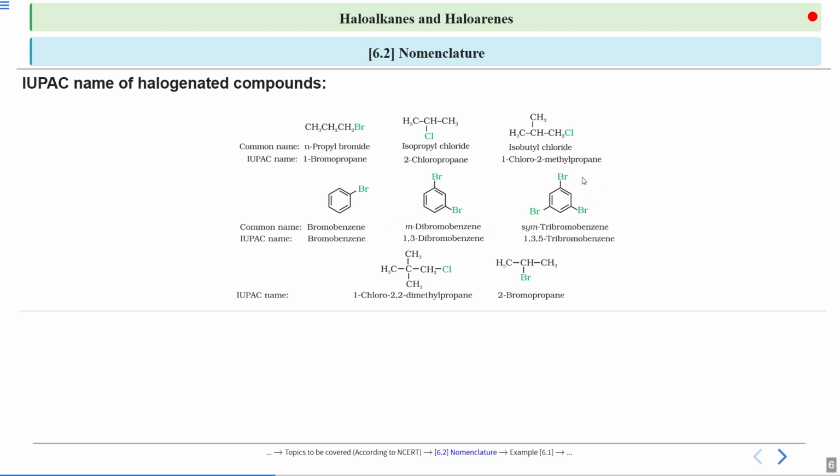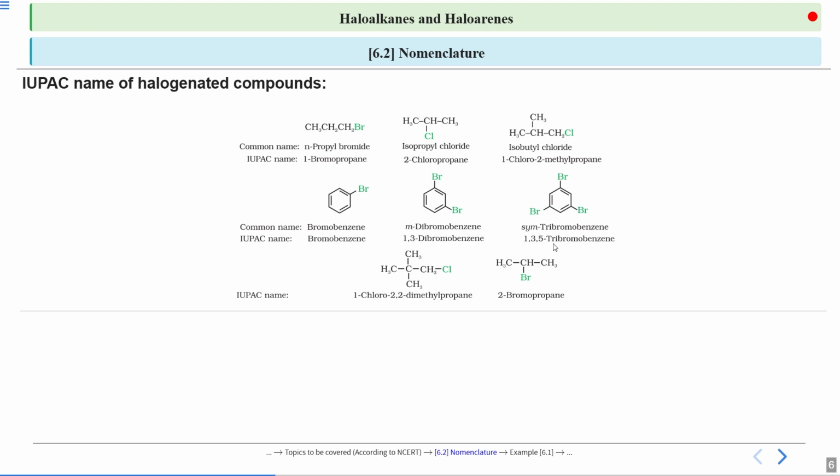Now if you consider the tribromo structure, where three bromines, or you can say three halogens, are present. This structure you can call symmetrical tribromobenzene, right? Or you can say sym-tribromobenzene. Tri because three bromines are present. This is a common name, you have to learn it.